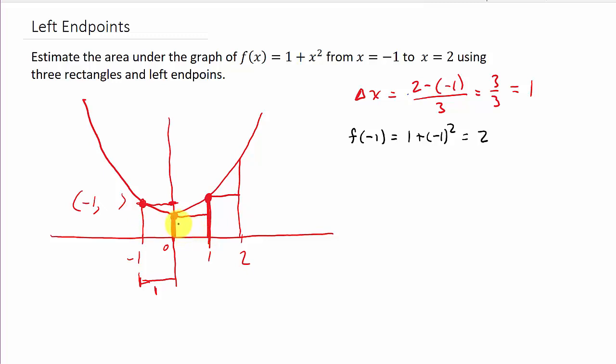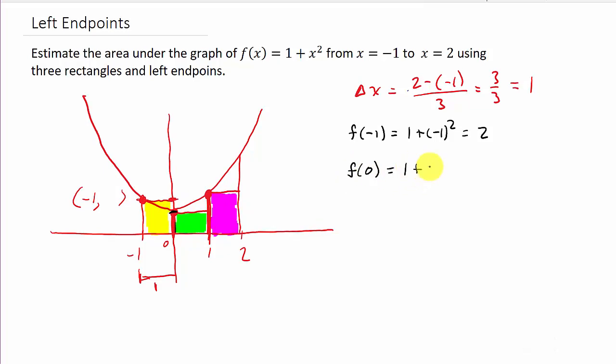And then we're going to need the height of this rectangle. Let me highlight this rectangle here in yellow, and then let's highlight this one in green so you can see it, and then we'll highlight this one in purple, magenta color. So these are our 3 rectangles. Okay, so now looking at this rectangle, we need this height here. Well, if we plug 0 in, that'll give us this y value here. So we have f of 0 is equal to 1 plus 0 squared, and that's 1.